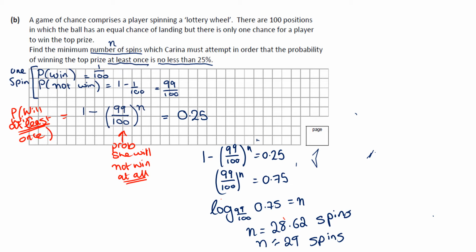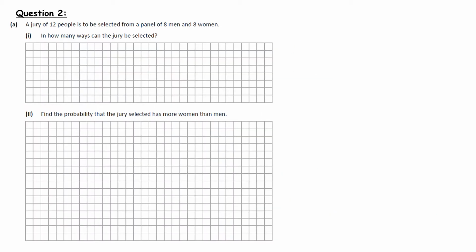So she needs to have 29 spins to have no less than a 25% chance of winning the top prize at least once. So question 2. A jury of 12 people is to be selected from a panel of 8 men and 8 women. In how many ways can the jury be selected?